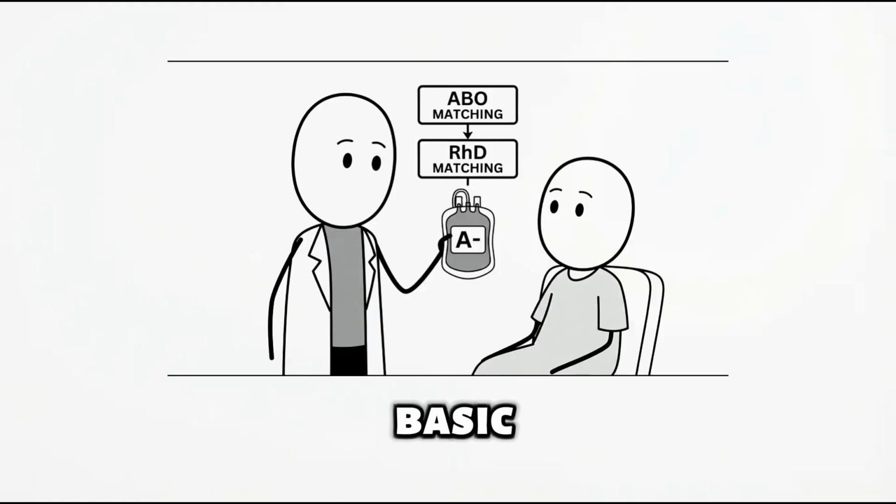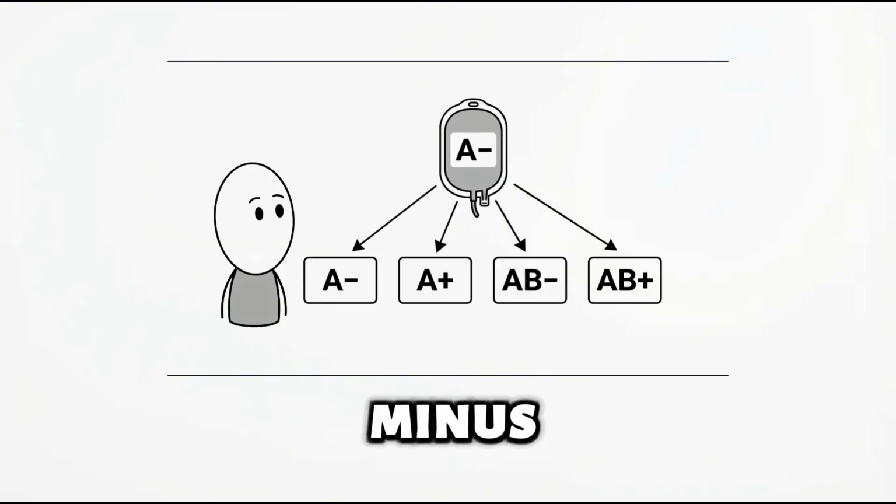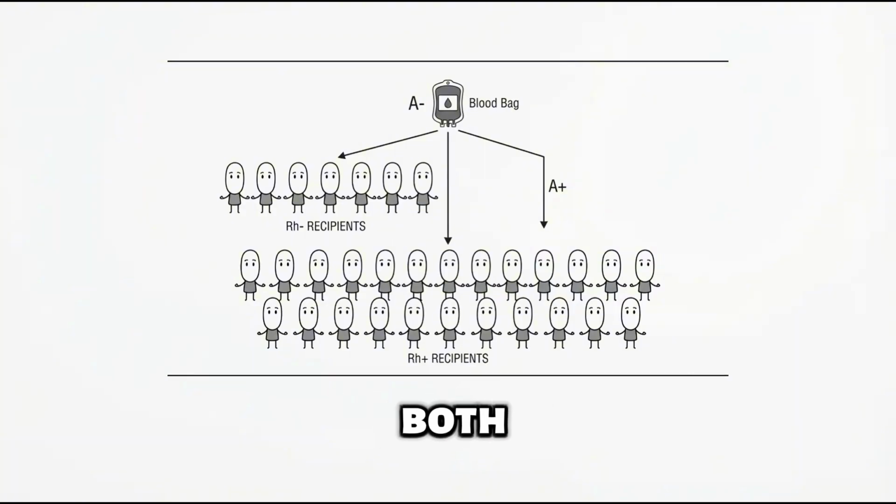Under basic ABO and RhD transfusion principles, a person with A minus blood can generally receive red blood cells only from A minus or O minus donors. In the other direction, A minus red blood cells may be given to people with A minus, A plus, AB minus, and AB plus blood. The ability to donate to both Rh-negative and Rh-positive recipients gives A minus red blood cells a broader donation range than A plus cells.